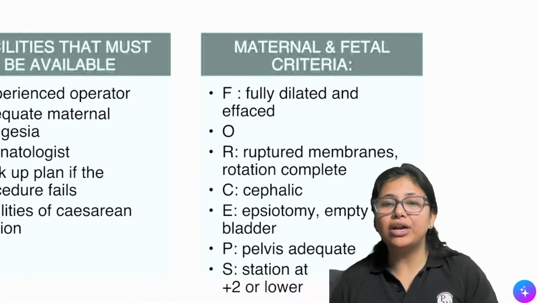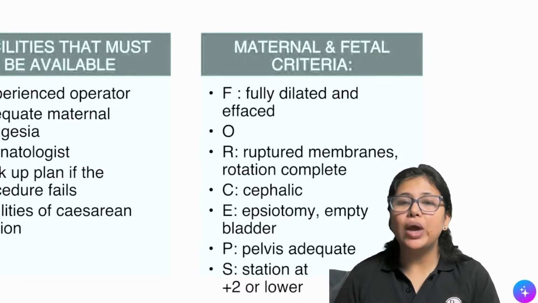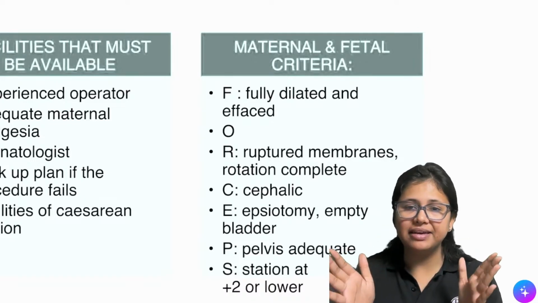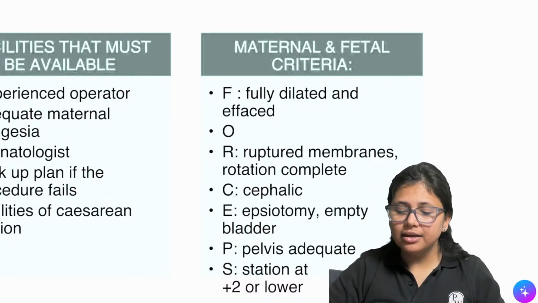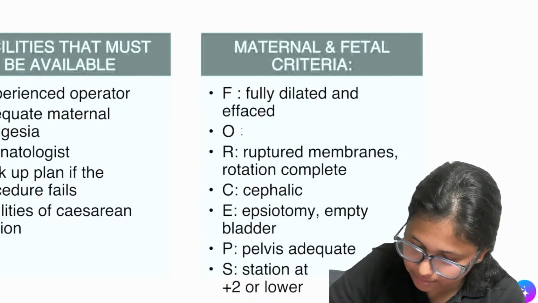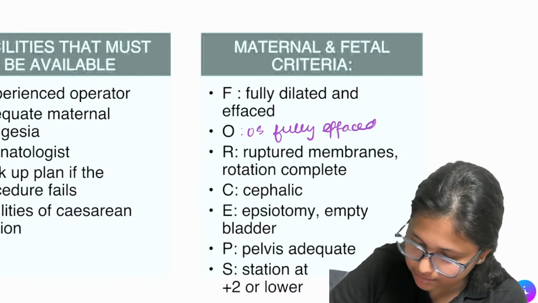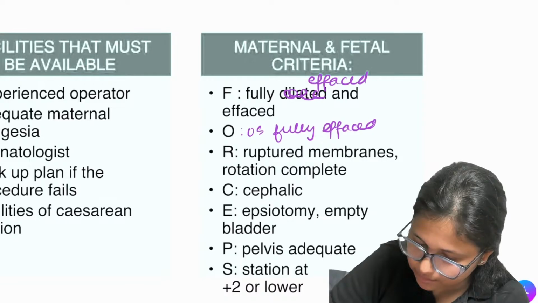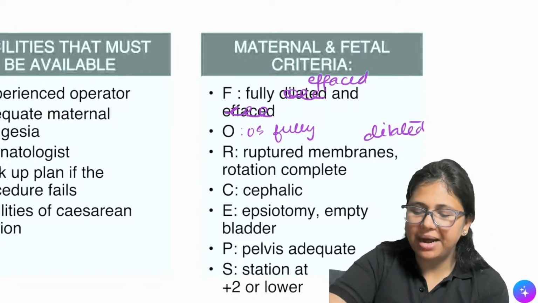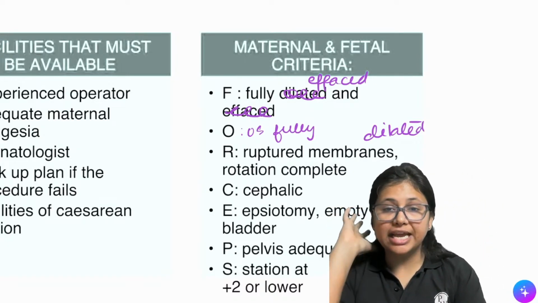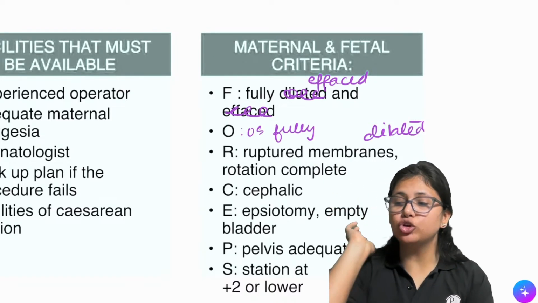Thankfully for us, the criteria for being able to apply forceps is given by the mnemonic, which is forceps itself. So F stands for the mother should be fully dilated and fully effaced. That I already told you. There should be no soft tissue that is surrounding the fetal head, right? And apart from that, the membranes should be ruptured. There should be nothing surrounding the fetal head. So there should be no bag of membranes also. And rotation should be complete.